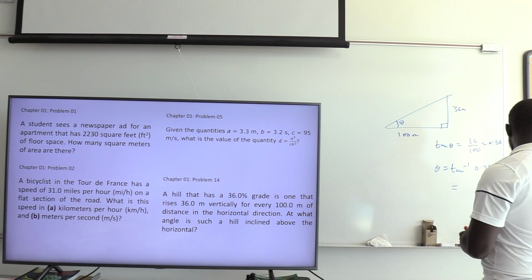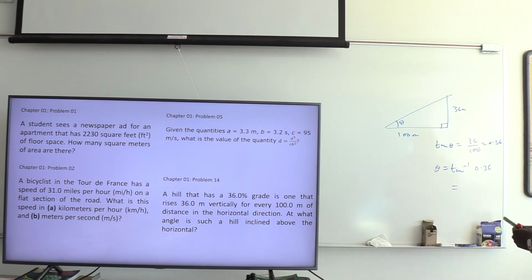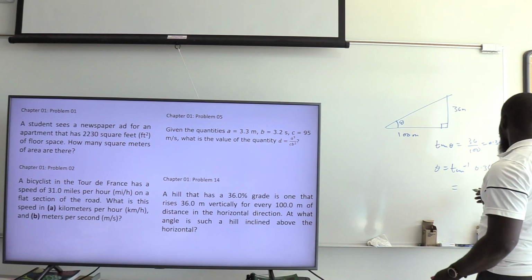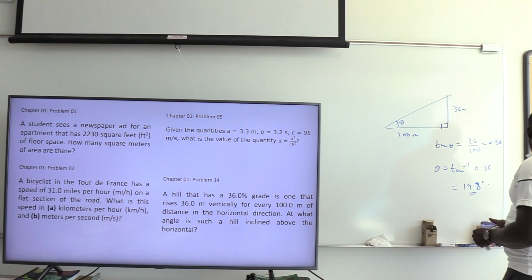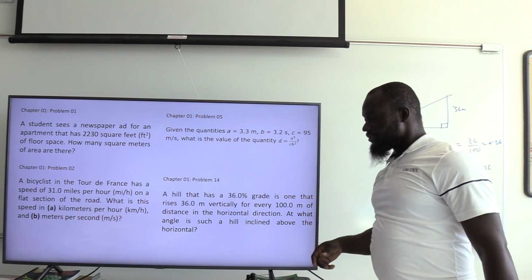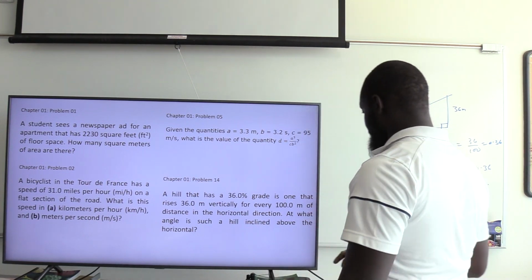So that's all you do. It should give me about 20 degrees, I think. So let's look at that. We'll go to our calculator again and press shift tan of 0.36. 19.79 degrees. Okay? 19.8 degrees. And that's it. So let's go to the next problem.